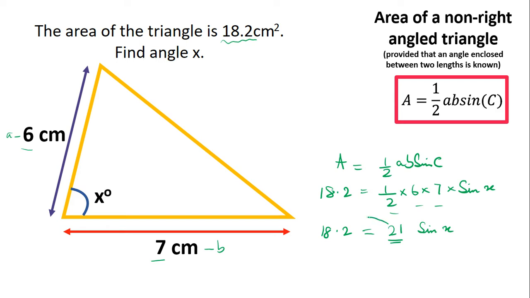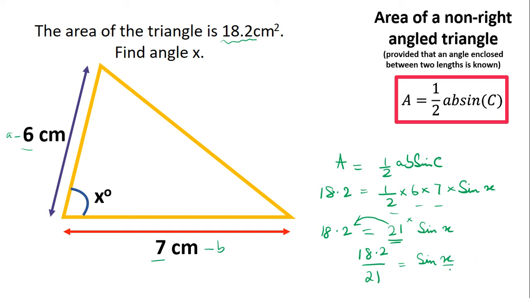Now this 21 goes to the other side. Because this 21 is in multiplication with the sine x, when it goes to the other side, it turns into division. So I have 18.2 divided by 21 equals sine x.